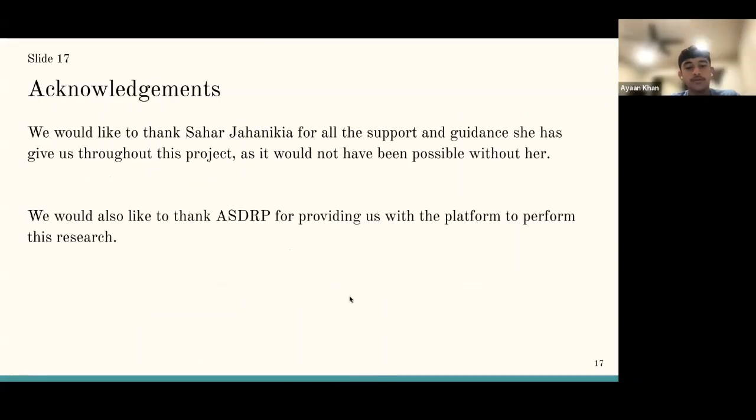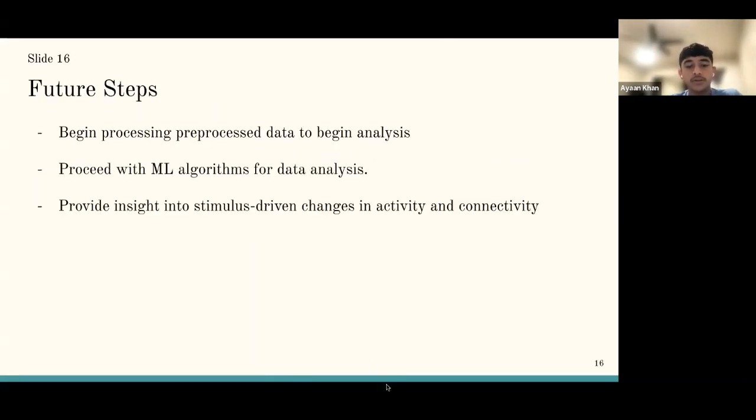So what are we aiming to do for the future? The first thing we would like to do is to finish rerunning our data that we detected faults in during quality control. We want this data preprocessed so then we can move on to processing and analysis. The second thing we would like to proceed with is machine learning algorithms for data analysis once our preprocessing and processing is complete. The ultimate aim of our project is to be analyzing this data set to provide insight into how stimulus-driven changes in activity and connectivity in the brain correlate to emotional enjoyment and intensity.